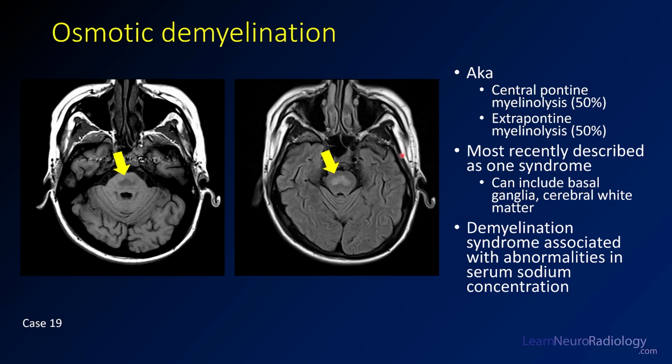More recently, though, it's been recognized that they can occur in other regions, including the basal ganglia, white matter. The most common thing associated with this is abnormalities in serum sodium. However, it can be associated with other abnormalities like hyperglycemia and other osmotic abnormalities. So just be aware of that. So if you see that in the history, think about osmotic demyelination.